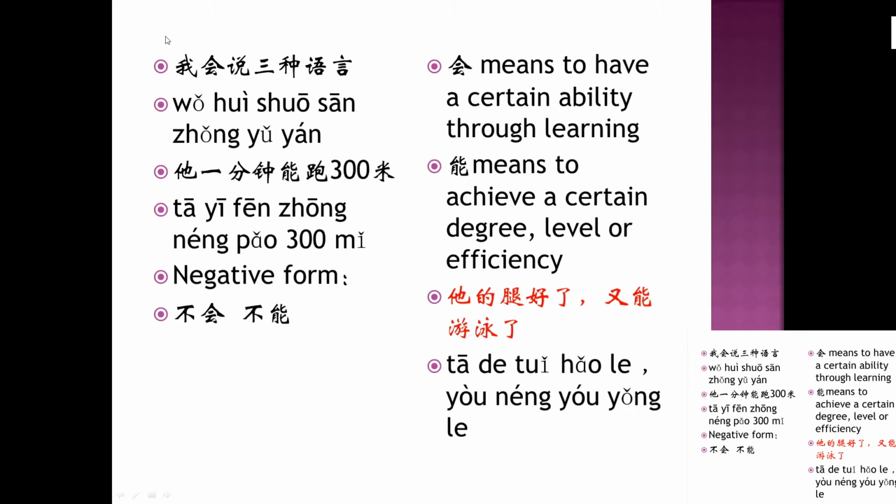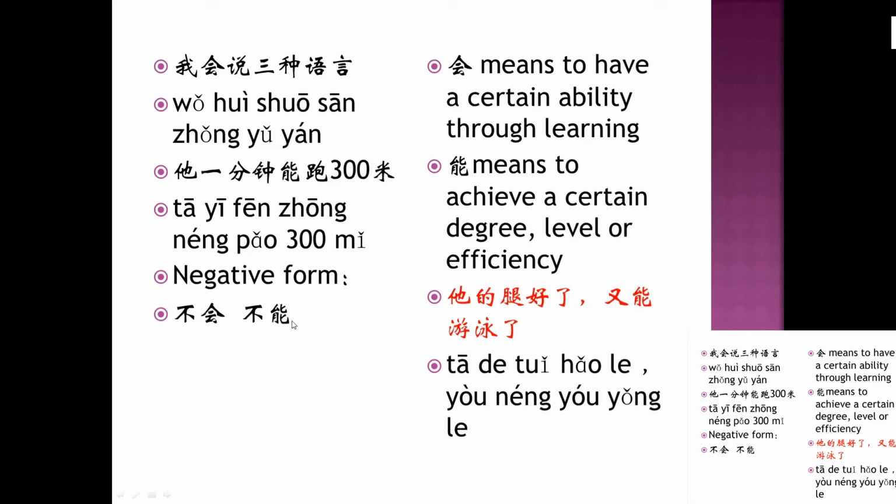Okay, next, let's look at examples. The first one, 我会说3种语言. I can speak 3 languages. And the second one, 他1分钟能跑300米. So he can run 100 meters in 1 minute.